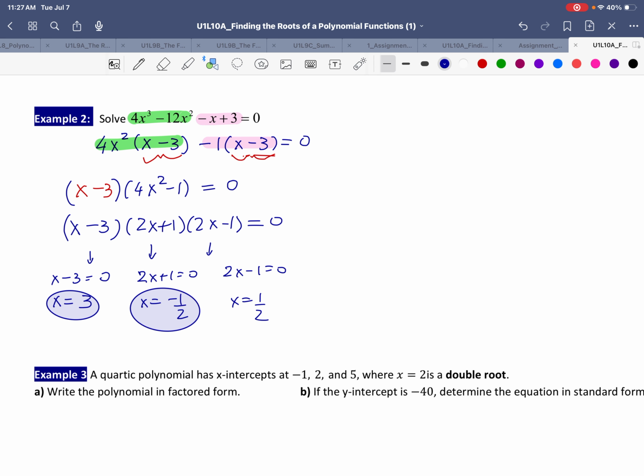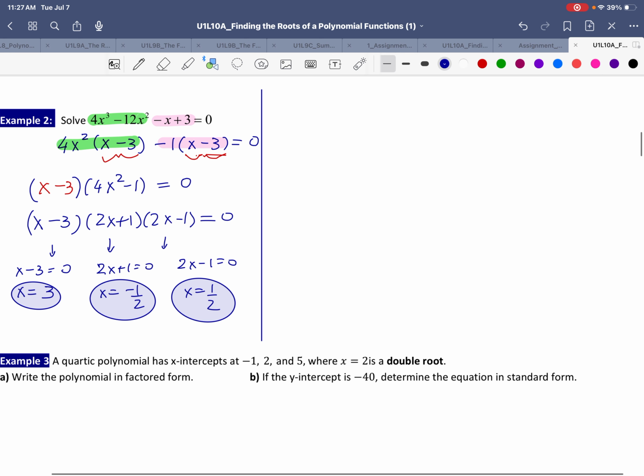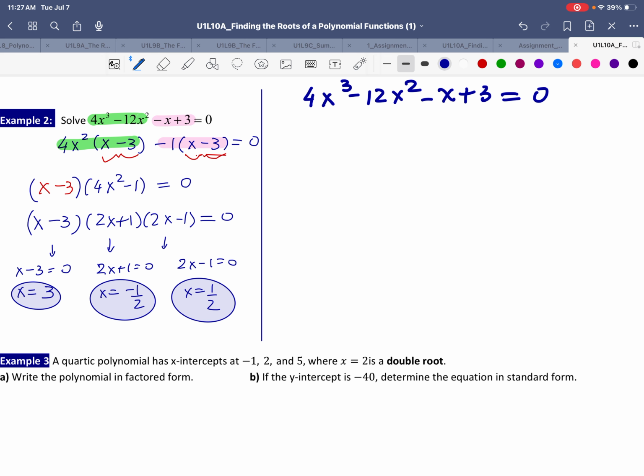Now, say for example that we couldn't see right away the patterns in factoring by grouping. So the way that you would do this is by using the factor and remainder theorem. So I'm going to rewrite this function one more time. So that's 4x cubed minus 12x squared minus x plus 3 equals 0. So we start off with the constant term in here and then continue with the leading coefficient.